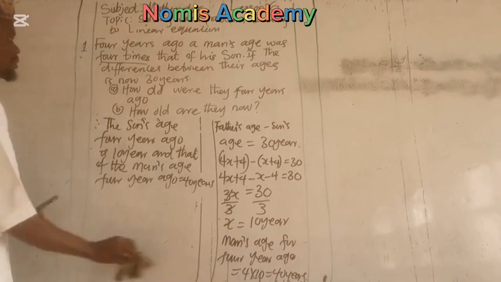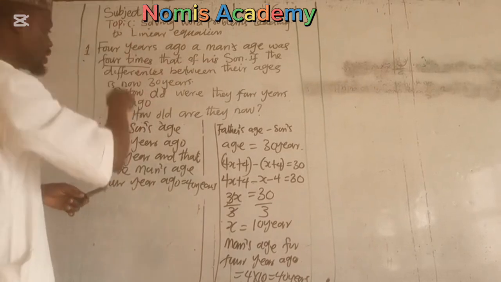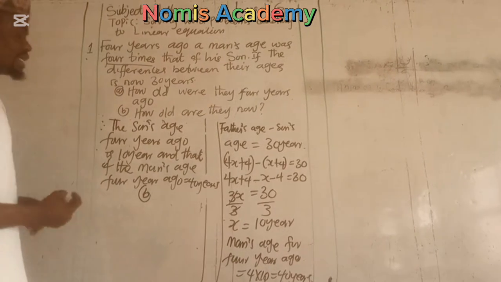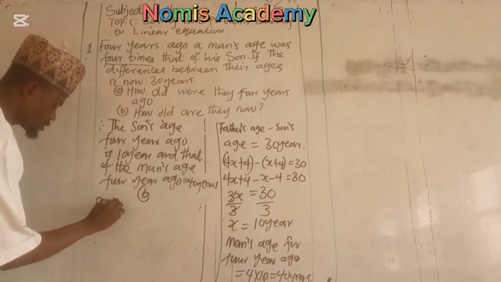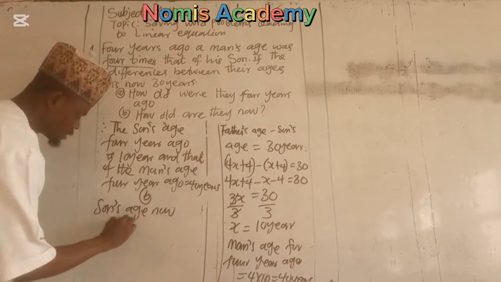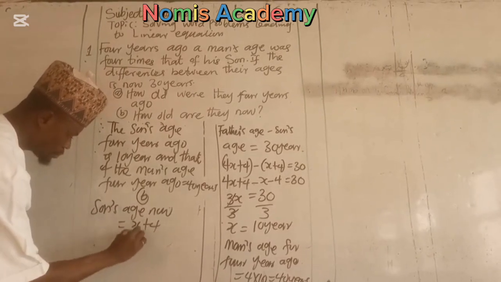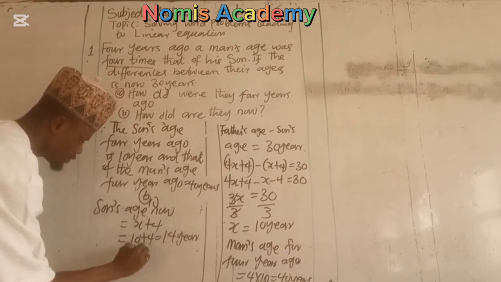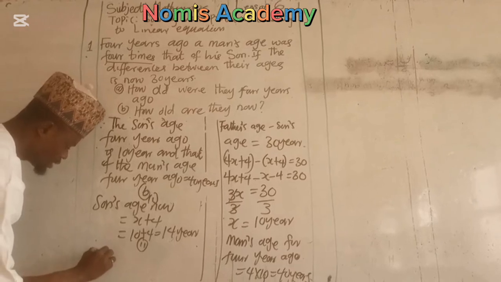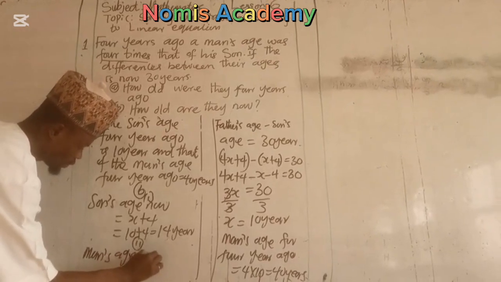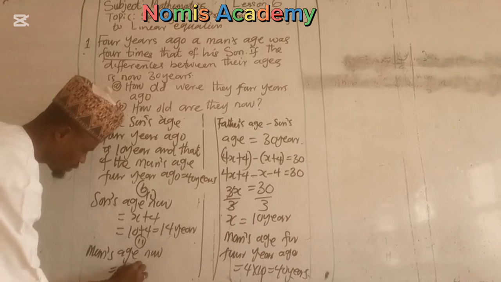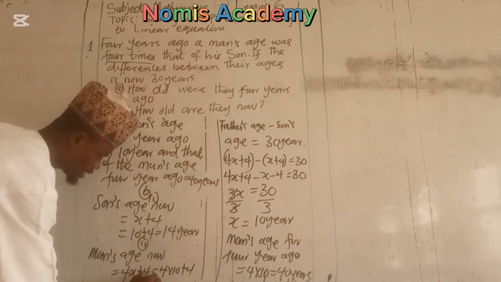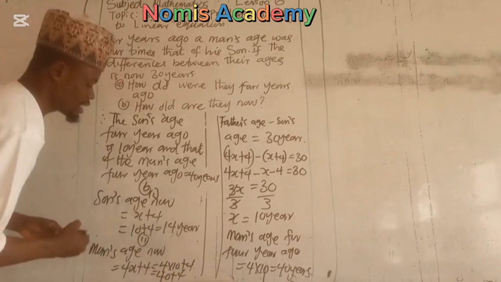Then B is talking about how old are they now. B part of the question: how old are they now? Which means the son's age now. Son's age now is equal to S plus 4. What is S? 10 plus 4, which is 14 years. Man's age now is equal to 4S plus 4, which is 4 times 10 plus 4. 4 times 10 is 40, plus 4, which means the man's age is now 44.